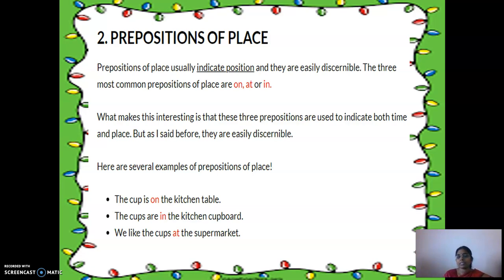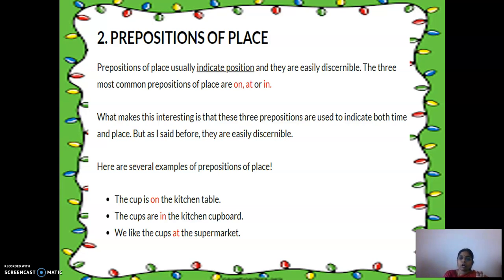So what makes this interesting here? The three prepositions are used to indicate both time as well as place. That is why we are insisting on these three words. On, at and in will indicate preposition of time as well as preposition of place. Right? So an example is here.